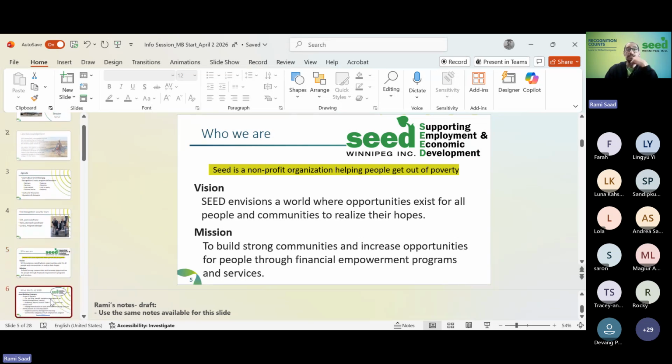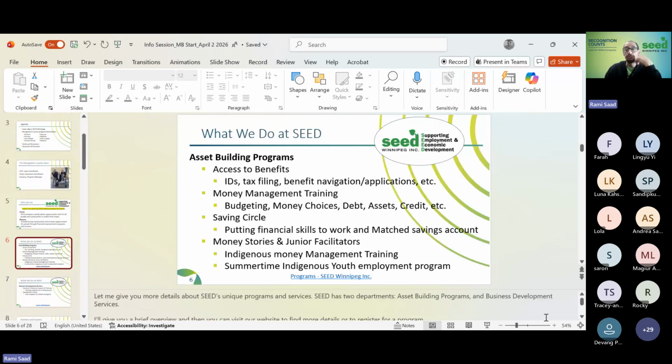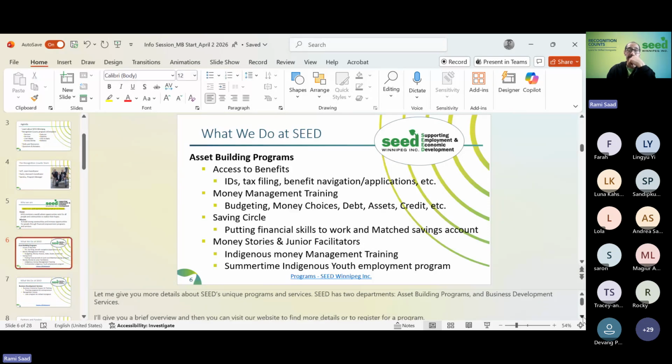So that being said, let's start with what we do at SEED. We have two main departments. The first one is the asset building program, and in the asset building program, we have different programs. The first one is the access to benefits program. And from the name, as you can see, it's access to benefits.